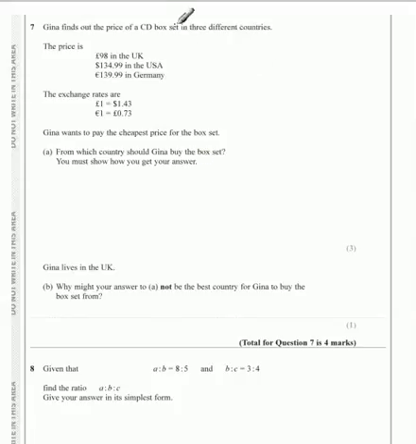For this question, we are looking at the comparison in price between different countries for this CD box set. It's going to be sensible to get everything in pounds because that is what these two comparisons or exchange rates are given in. So let's look at the USA to start with. We've got in dollars 134.99. To get that into pounds, we need to divide by our dollars here to get it to pounds. So we're divided by 1.43.